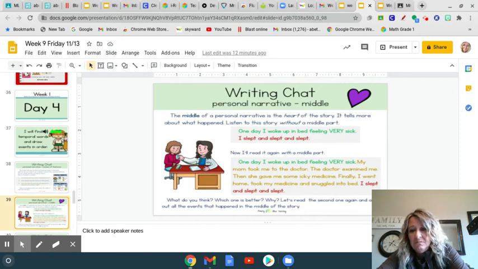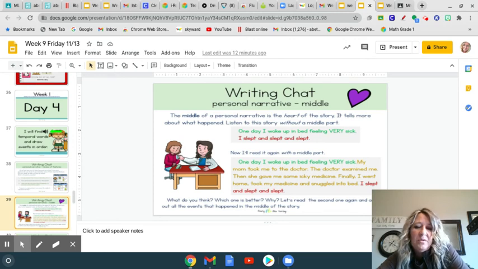Okay, now let's read it with a middle. One day I woke up in bed feeling very sick. My mom took me to the doctor. The doctor examined me, and then she gave me some icky medicine. Finally, I went home, took my medicine, snuggled into bed, and I slept and slept and slept.